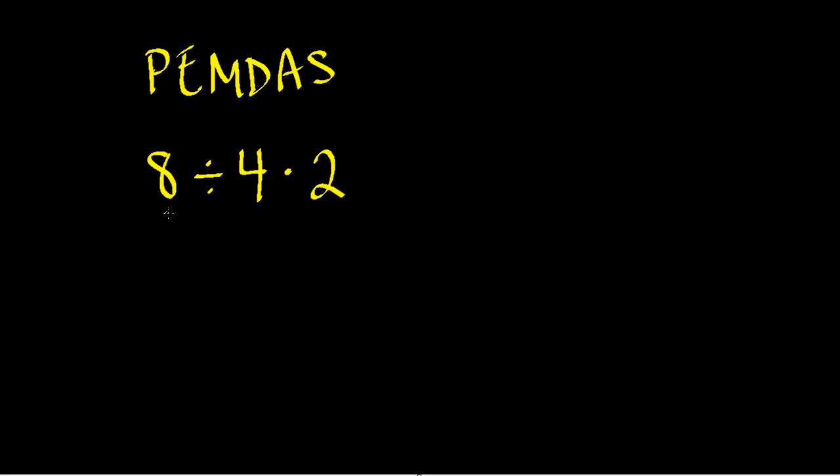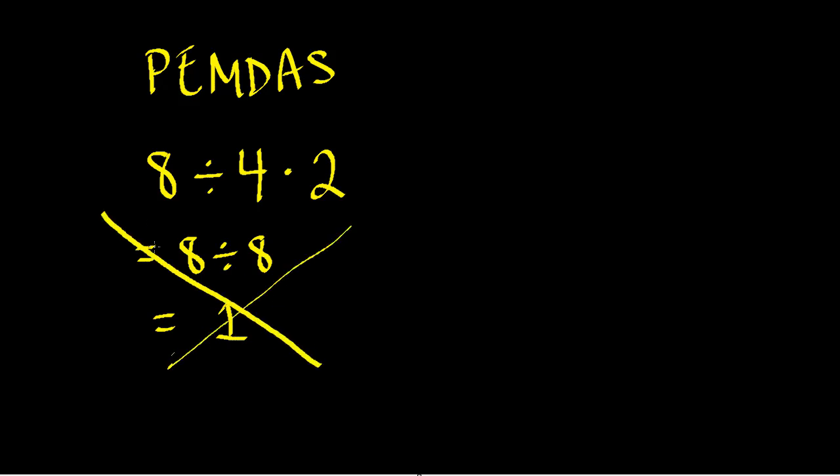In the problem 8 divided by 4 times 2, if we did this incorrectly, thinking multiplication always comes before division, then we would do the problem this way. 4 times 2 is 8, and 8 divided by 8 is 1, and we would get the incorrect answer of 1. Now this is wrong. That's not the way to do this problem, okay?